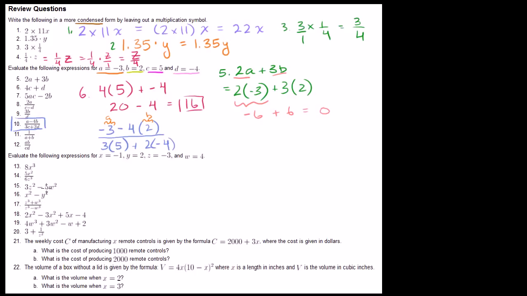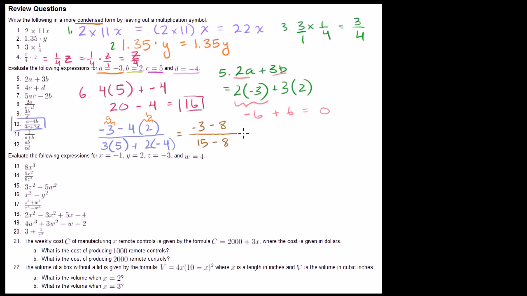Negative 4. So let's figure this out. We have to do order of operations. Multiplication comes first, before addition and subtraction. So this is going to be equal to minus 3 minus 4 times 2, minus 8, all of that over 3 times 5 is 15, plus 2 times negative 4 is negative 8, or 15 plus negative 8 is 15 minus 8.